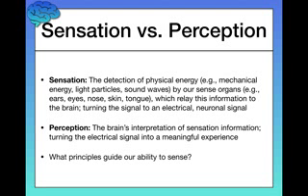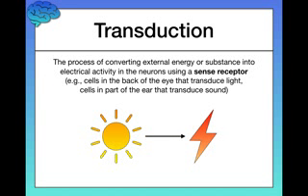What I'm going to focus on for the rest of this video is the principles that guide our ability to sense, starting with transduction, which I've hinted at already. Transduction is the process of converting external energy or substance, that physical energy, mechanical energy, light particles, sound waves, into electrical activity in the neurons using a sense receptor. So getting more specific, not just talking about sense organs, like your eye, sense receptors are parts of these organs. There are cells in the back of your eye that transduce light, just to use this term in a sentence. It turns light particles into electrical activity that the brain can use. We'll learn about this very soon when we get to vision. We'll talk about the retina and your rods and cones, again, just to foreshadow a little bit. You also have cells in part of your ear that transduce sound, and so on.